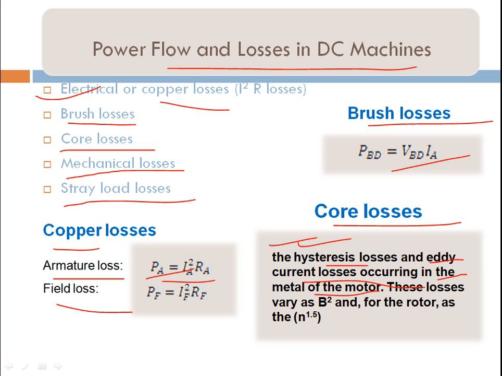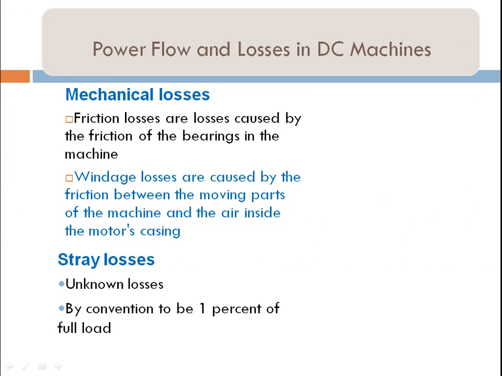Those losses vary as B squared, and for the rotor as n to the power 1.5. Now power flow, the mechanical losses: what will they be? The friction losses are losses caused by the friction of the bearings in the machine. There will be bearings, and when they rotate, some heat will be generated, so mechanical losses will definitely be there.